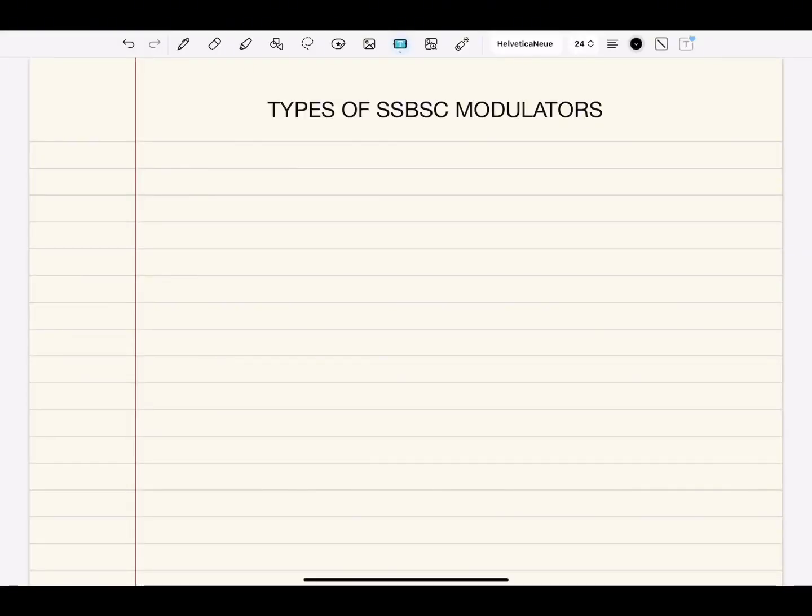This is another tutorial on Single SideBand Suppressed Carrier, and today the focus is going to be on types of Single SideBand Suppressed Carrier modulators. In my previous video, we discussed how we're able to generate a Single SideBand Suppressed Carrier wave, and therefore we are going to discuss the various types by which we can generate such a wave. In general, we have two types. The first one is frequency discrimination, and the second one is phase discrimination.